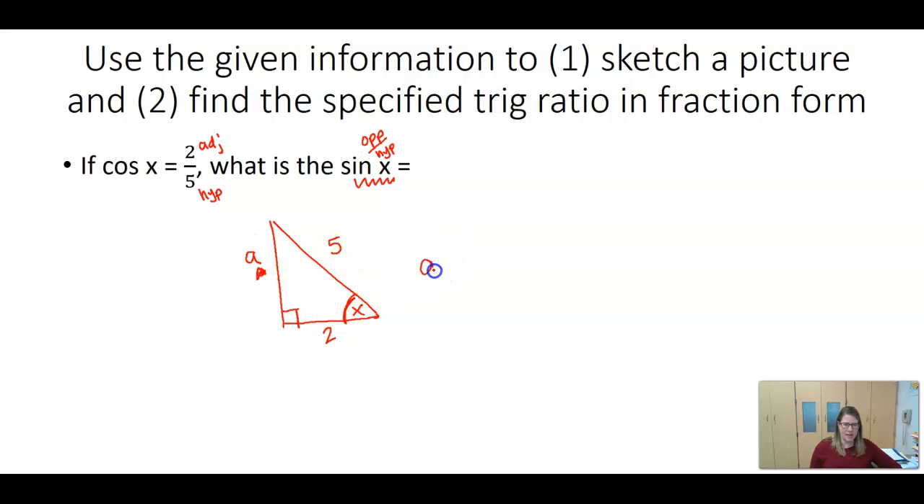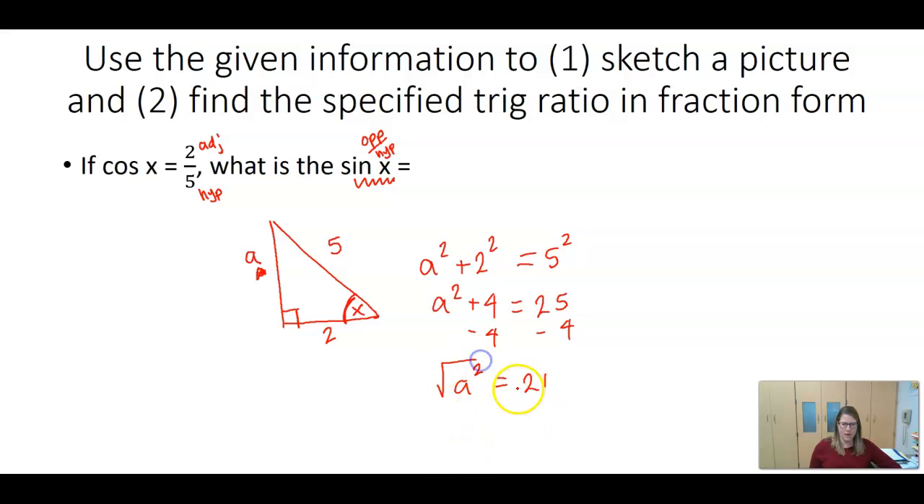So I know that a squared plus b squared, and b is going to be 2 here, is equal to the hypotenuse squared, so equals 5 squared. So a squared plus 4 equals 25, if I just square those numbers. To get a squared by itself, I subtract 4 from both sides, so a squared equals 21, and then take the square root of both sides, so a equals the square root of 21.